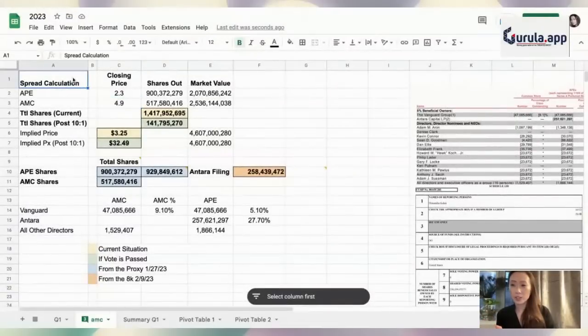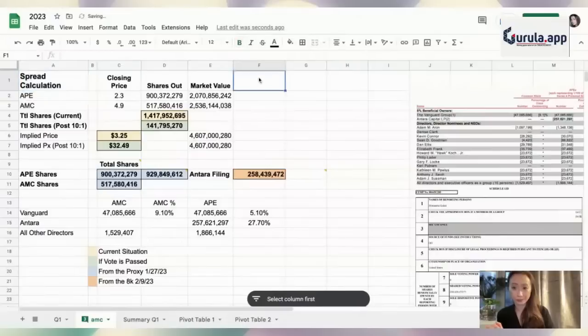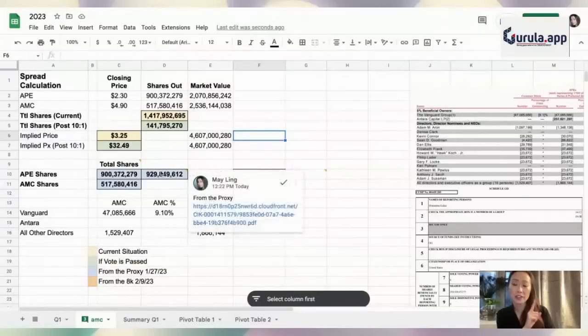Okay, this is the spread calculation. I'm going to increase some of these to make it easier for you to view. Spread calculation, cool. And then APE, you guys know, closed at $2.30. Let me make this a little bit more readable for y'all. Okay, and then shares outstanding, I'm using the one that was in the 8K filing. But since I still have to get investor relations to come back at me, it may be interesting for you.